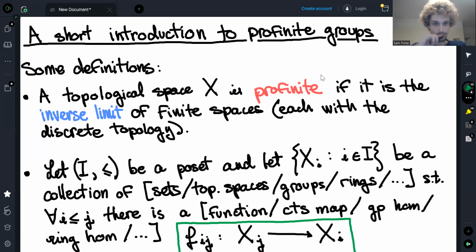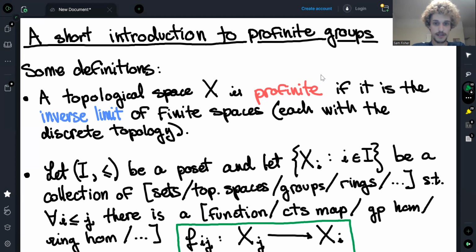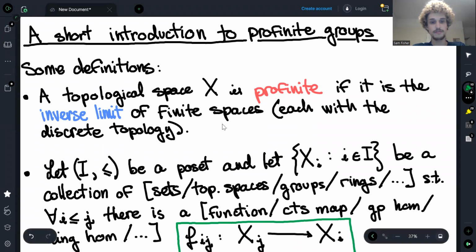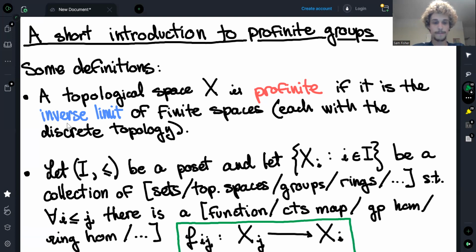Okay, so let's jump right in. A topological space is called profinite if it is the inverse limit of finite spaces. And each of the finite spaces will have the discrete topology. I've used blue to denote a word that I haven't defined yet, and red is always the word that I am defining. I've defined what it means for a space to be profinite, but we need to say what it means for a space to be the inverse limit of something.